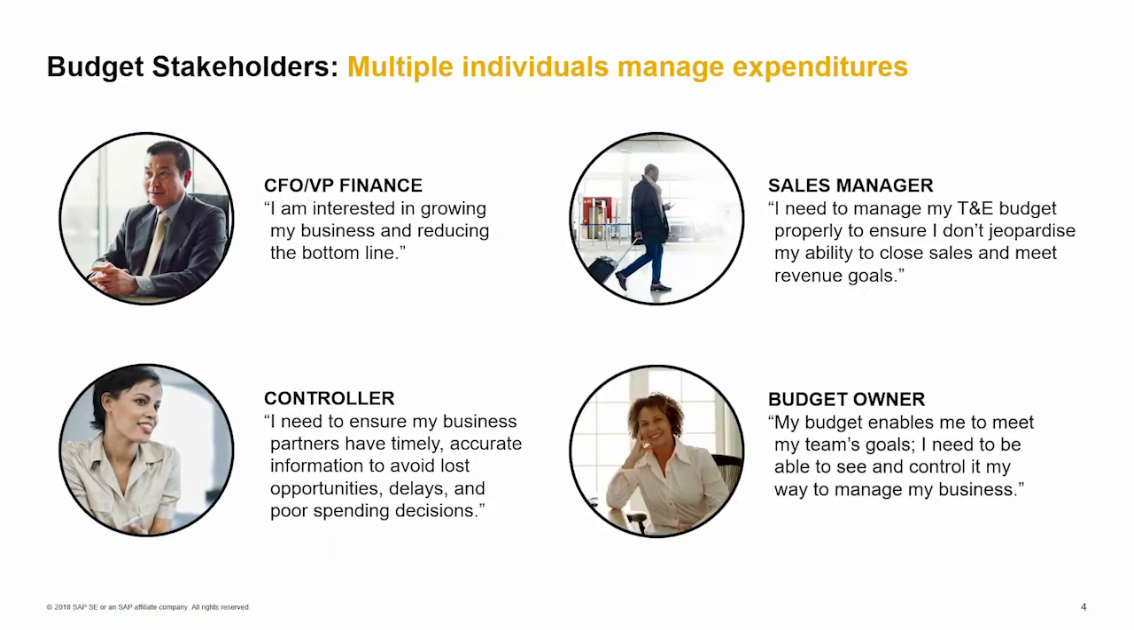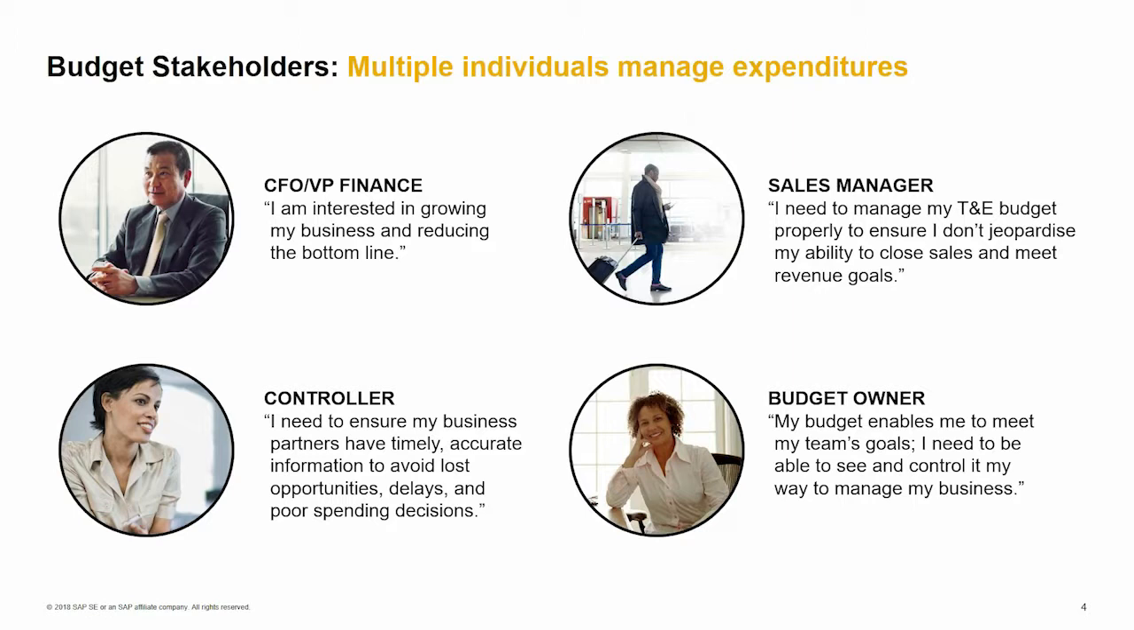What we see is, different stakeholders in the business have various responsibility for managing their expenditure, but they can't make decisions on things that they can't see. A CFO or a VP of finance will really want a high-level overview of where the company's position is at, and where people might be spending or not spending in a budget period.